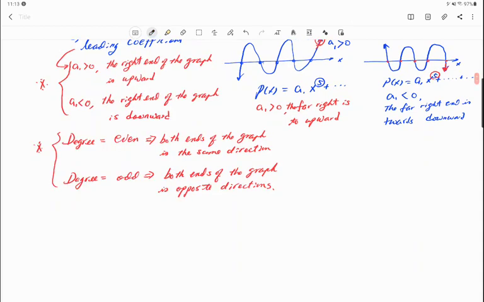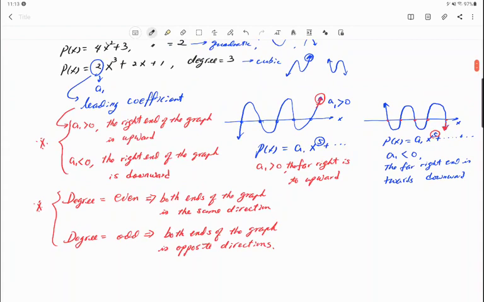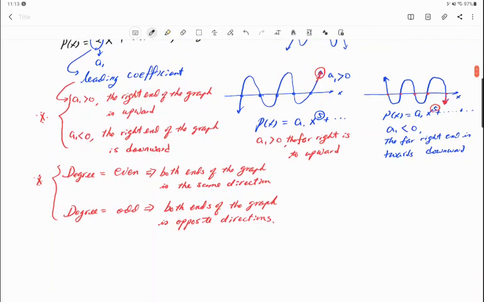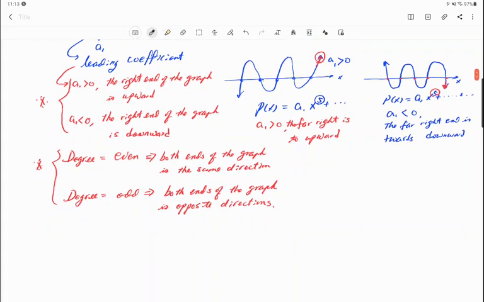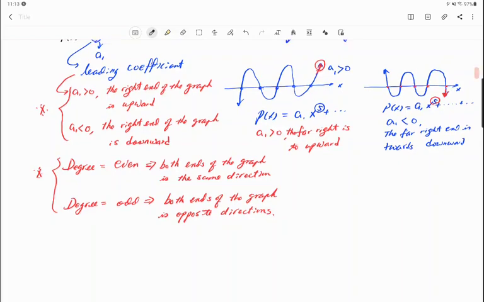Okay. All right. So if the leading coefficient is positive, then the right end of the graph is upward. And if the leading coefficient is negative, then the right end of the graph is downward. Another very important concept is the degree. If the degree is even, then both ends, the right end and the left end of the graph, go in the same direction. If the degree is odd, then the directions of the right end and the left end are opposite. So if one is up, the other one is going down. Okay, so let's check this.